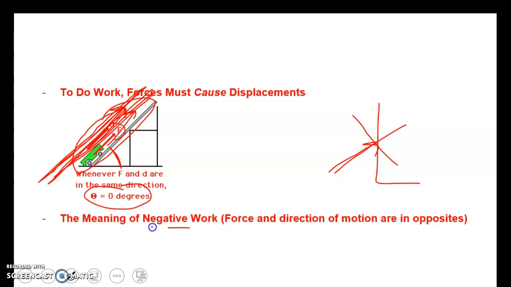And then, the meaning of negative work: that just means the force and displacement are going in opposite directions. So that means we get negative work. Units of work: it's called the joule. A joule is just a force unit times a distance unit, so newtons times meters. So 1 joule is 1 newton meter.